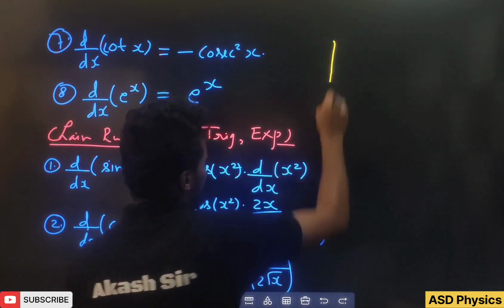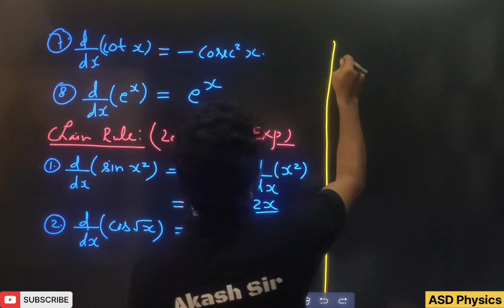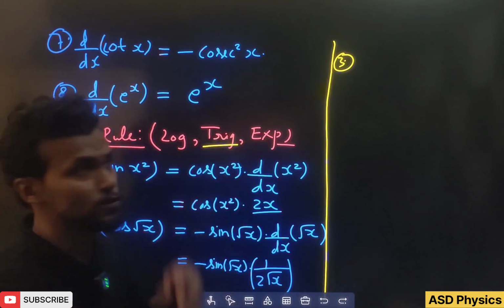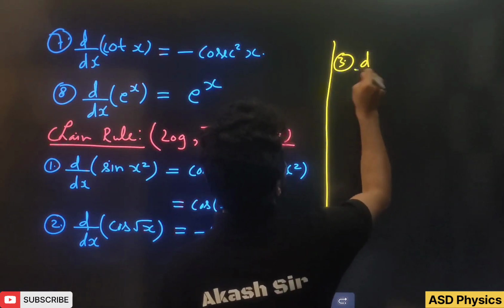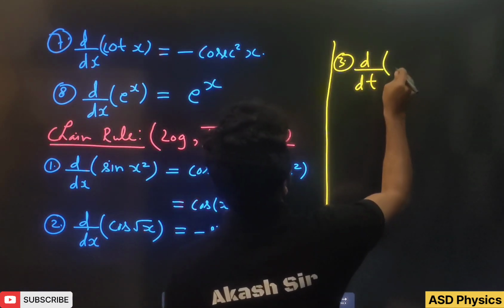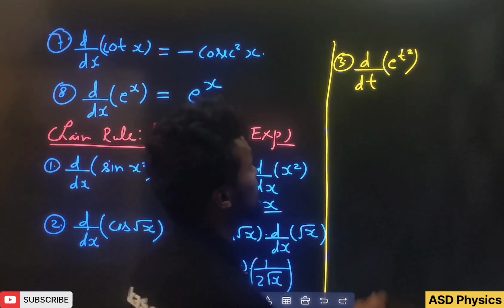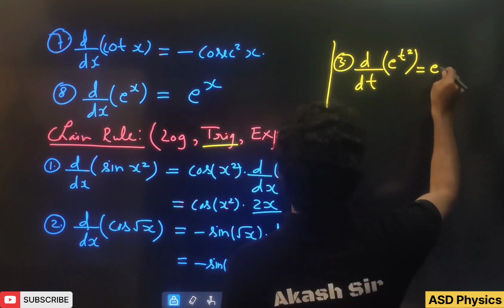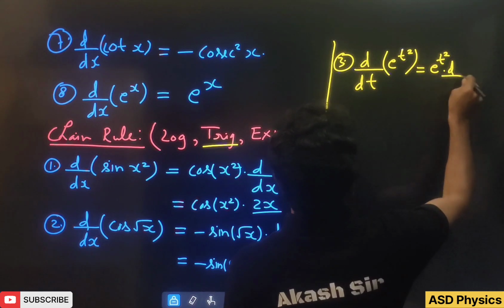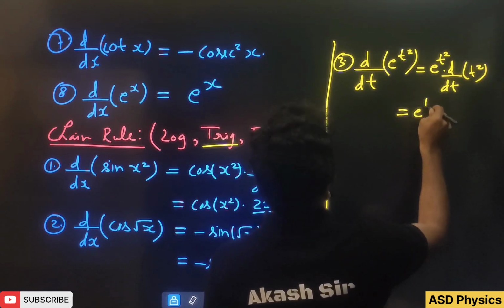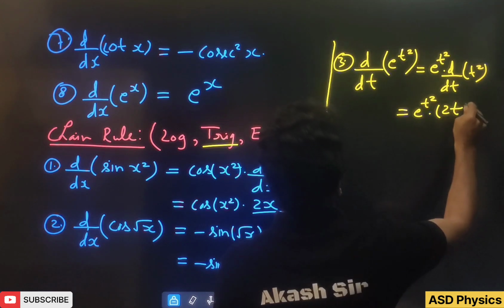After that, students, if we see further here under the chain rule, trigonometry we have already covered. Let's take exponential, and here I am going to do it in terms of time. Let's take d by dt of e to the power t square. What will this become? E to the power t square, and again we have to differentiate t square. So what will come here? E to the power t square into 2t.